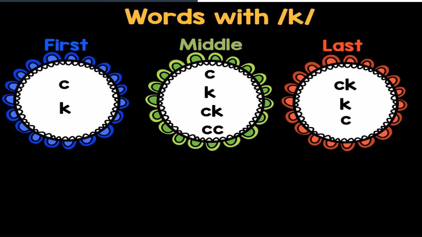If the sound k appears at the end of the word, what spelling should you probably try first? CK. If that spelling doesn't look right, then try the letter K or the letter C. Should you try double C to spell the last sound in a word? No, double C is only used to spell middle sounds, and it's not used very frequently. So that should be your last choice when you're trying to spell a middle sound.